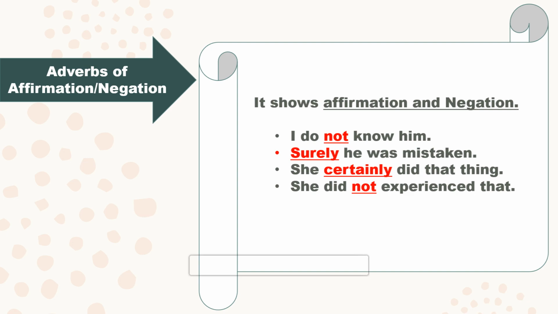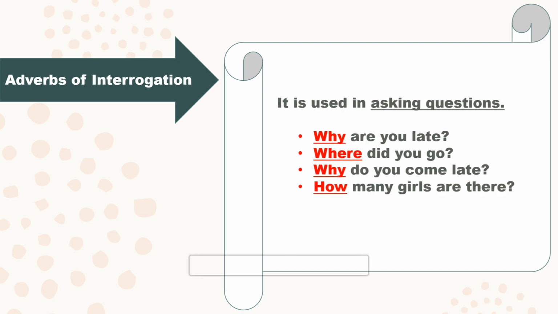Now you understand with the help of examples. I do not know him. Here not is negation. Surely he was mistaken. Here surely is affirmation. He certainly did that thing. Certainly is affirmation. And the last one, she did not experience that. Not is negation.